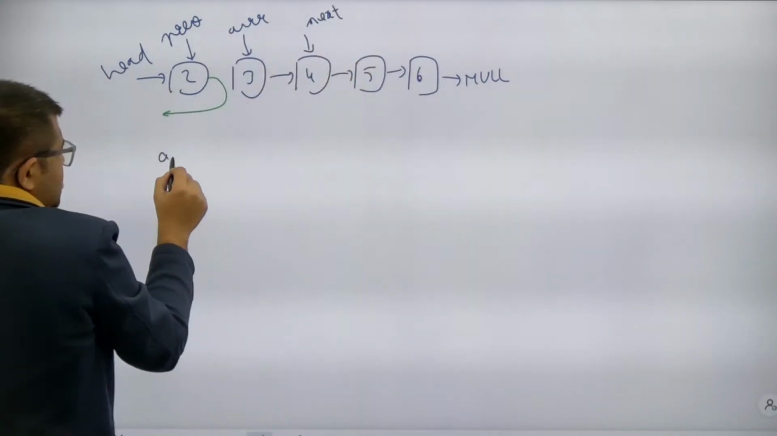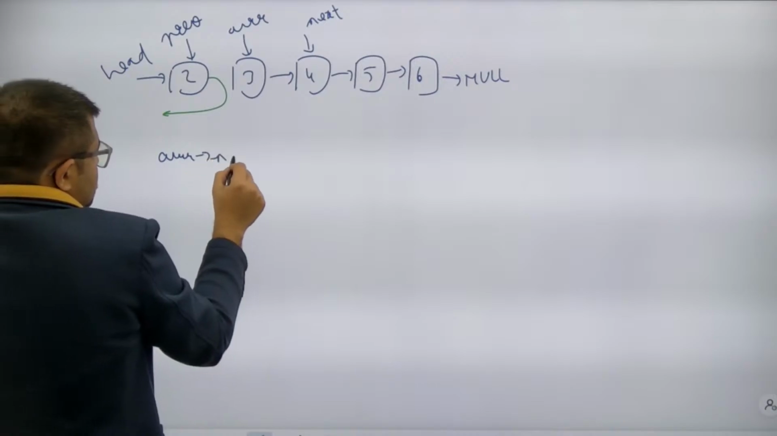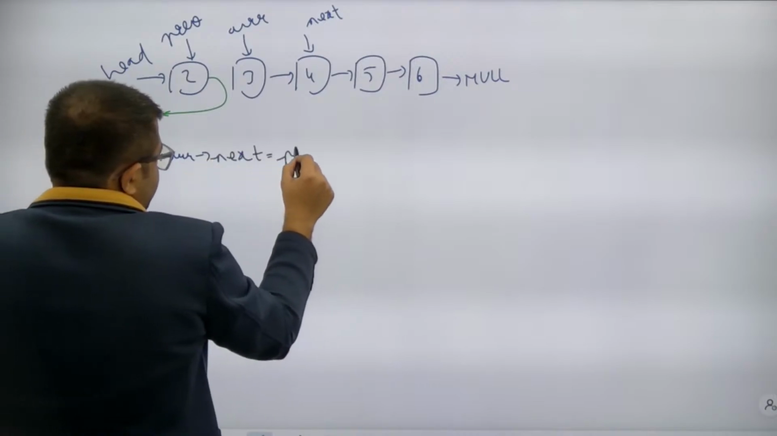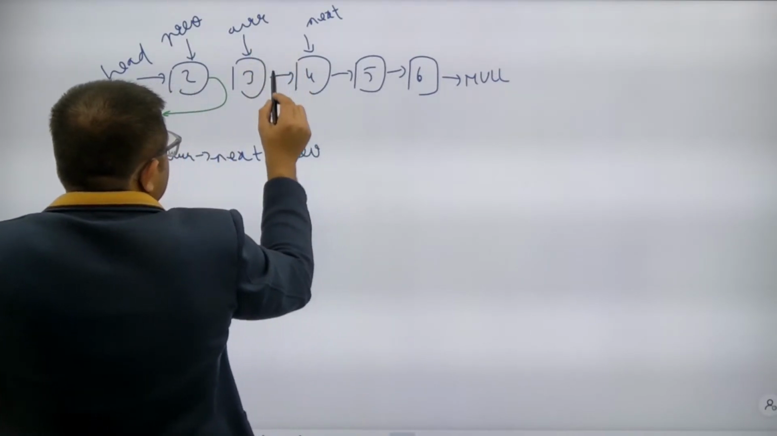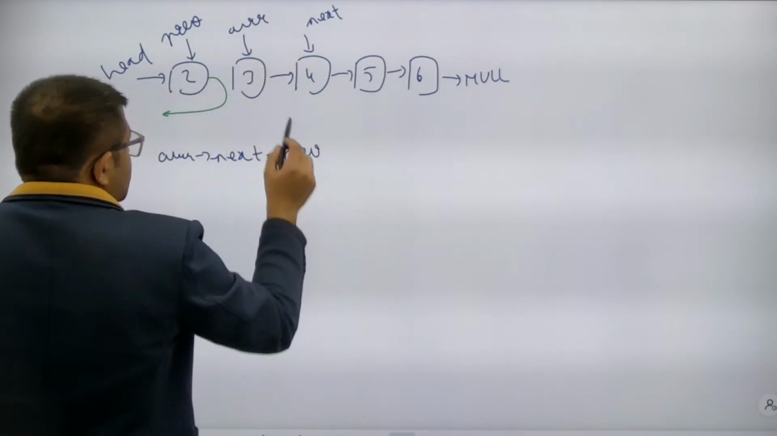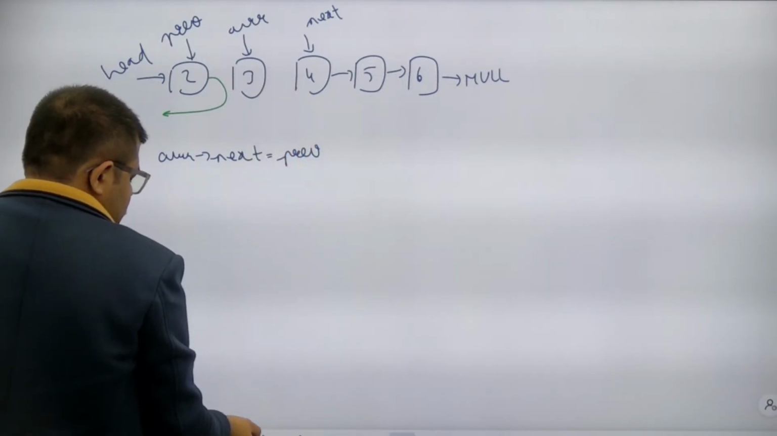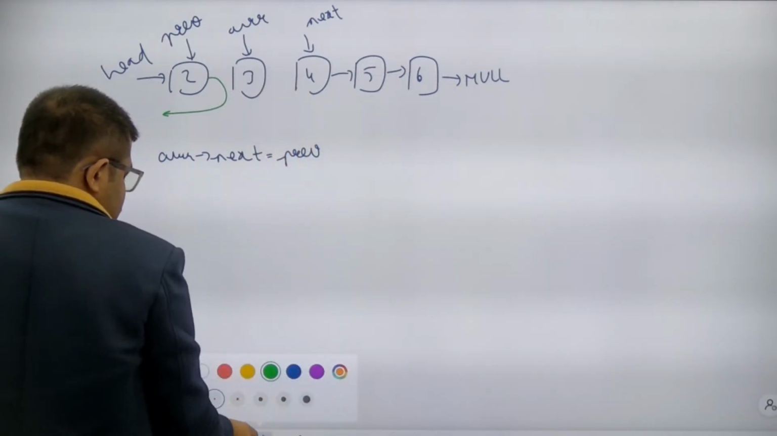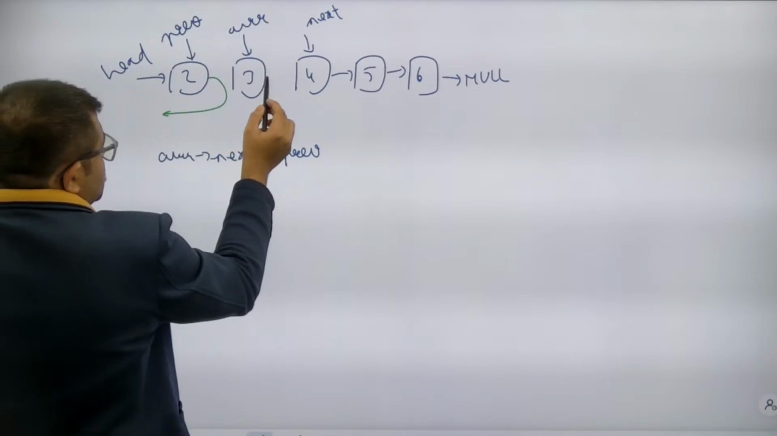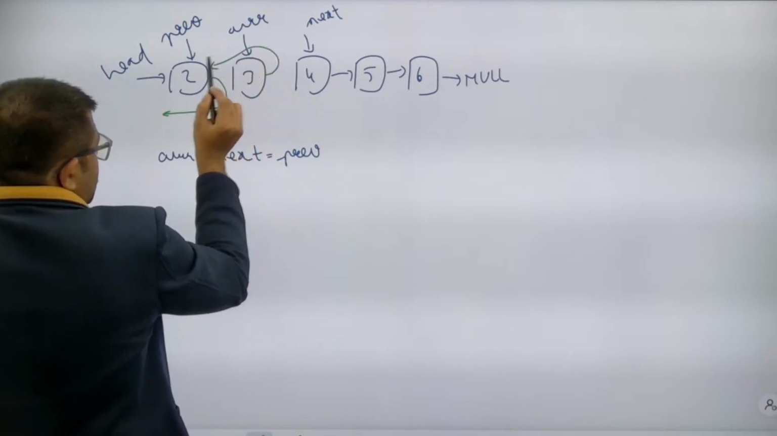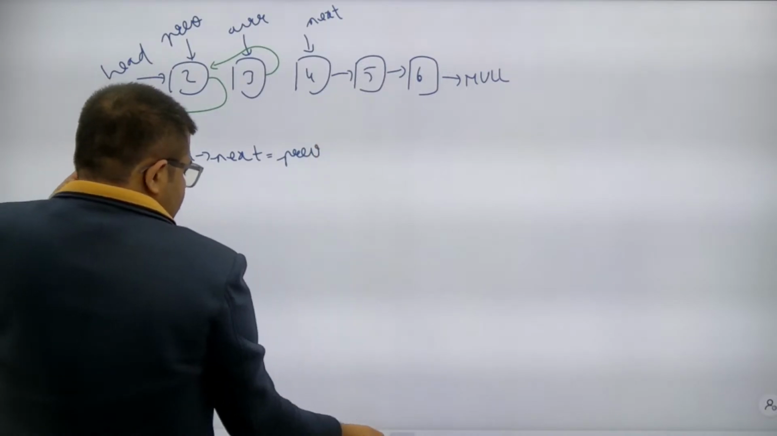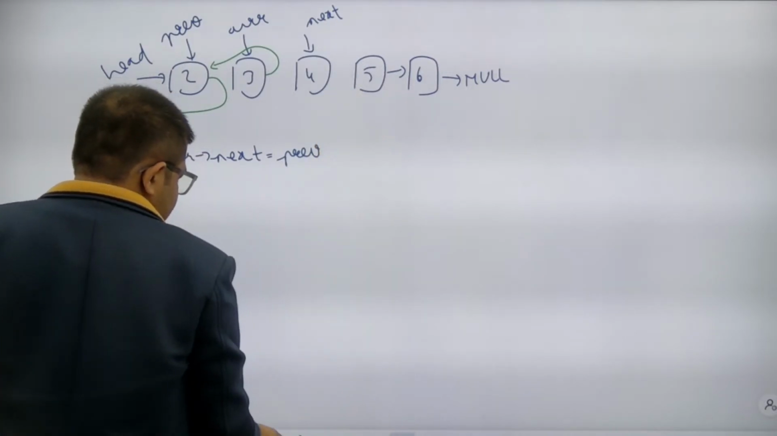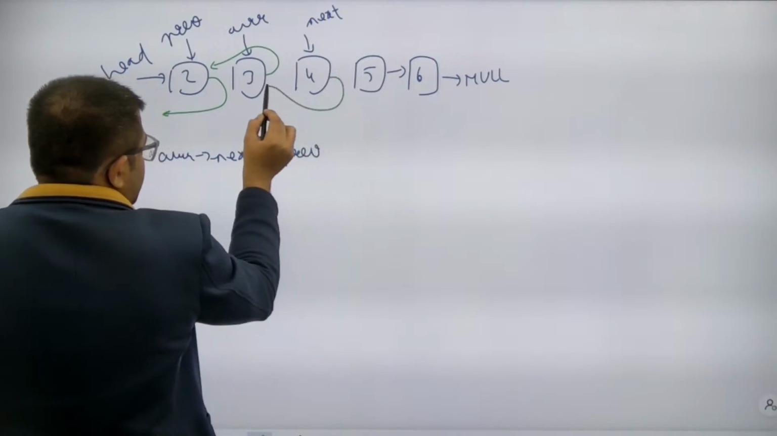Now again you say current next is equal to previous. So what will happen? This is current next. Okay, so this will go away from here and it will start pointing to previous. Where is previous pointing? Previous is pointing to this node, so this will start pointing to this node. After the next step, what will happen? This will be removed and it will start pointing to this node.